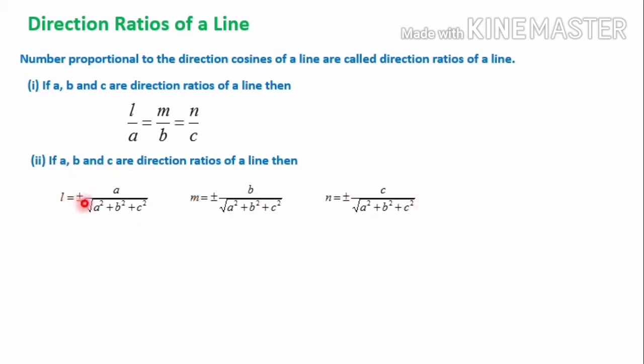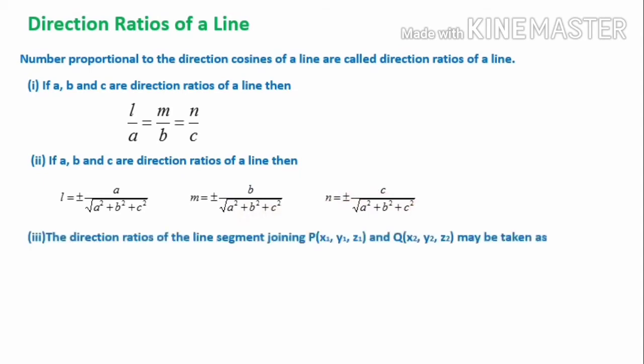l is equal to plus or minus a by root of a squared plus b squared plus c squared. m is equal to plus or minus b by root of a squared plus b squared plus c squared. n is equal to plus or minus c by root of a squared plus b squared plus c squared.